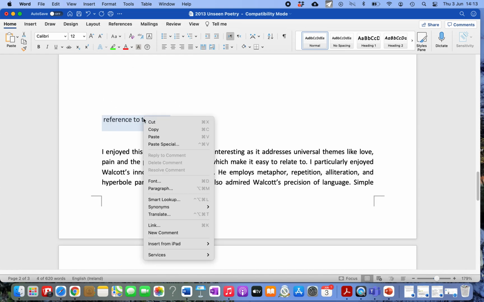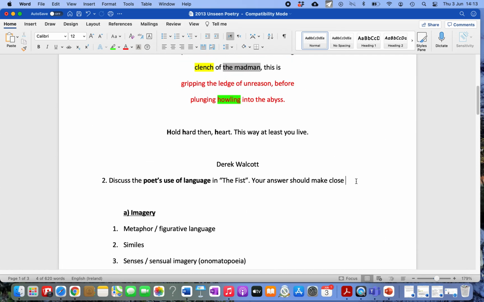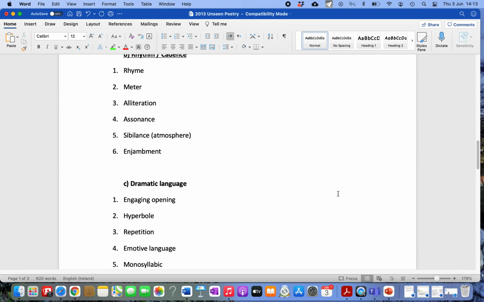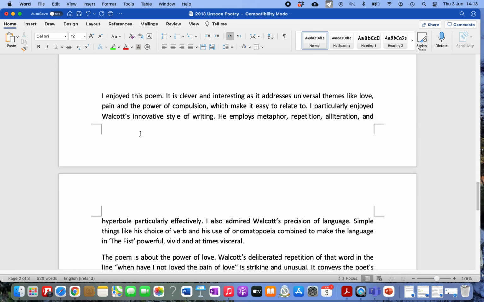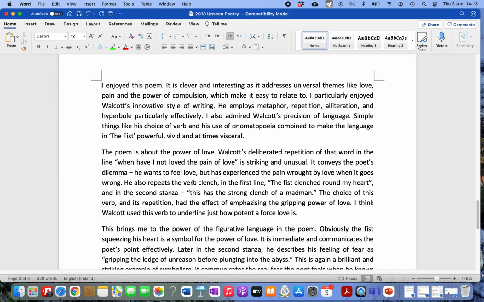So let me do something here. It's asking you to discuss what you think of his language. So, give your opinion. I enjoyed this poem. That's okay. You're allowed to say that. So it had better be to do with the language. It is clever and interesting as it addresses universal themes like love, pain, and the power of compulsion, which make it easy to relate to. I particularly enjoyed Walcott's innovative style of writing. Right? That's on task. He employs metaphor, repetition, alliteration, hyperbole particularly effectively.